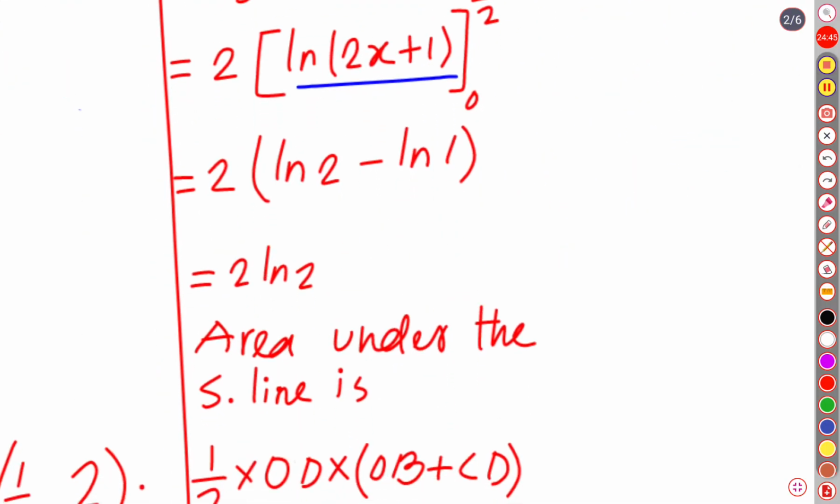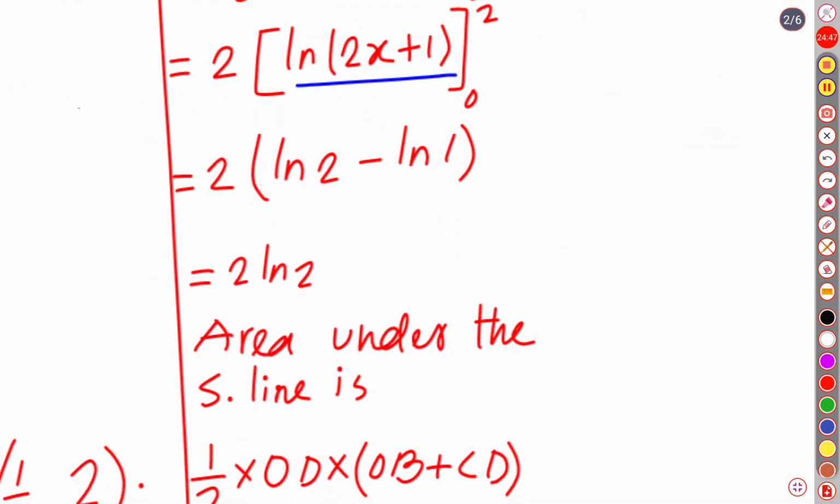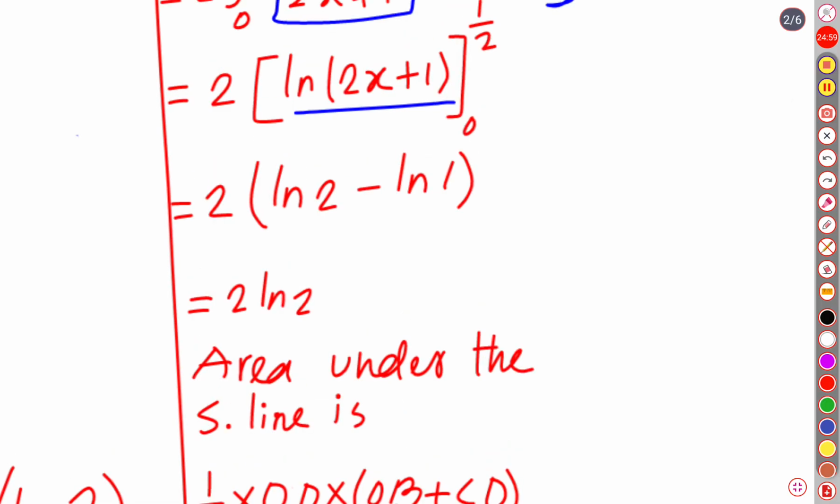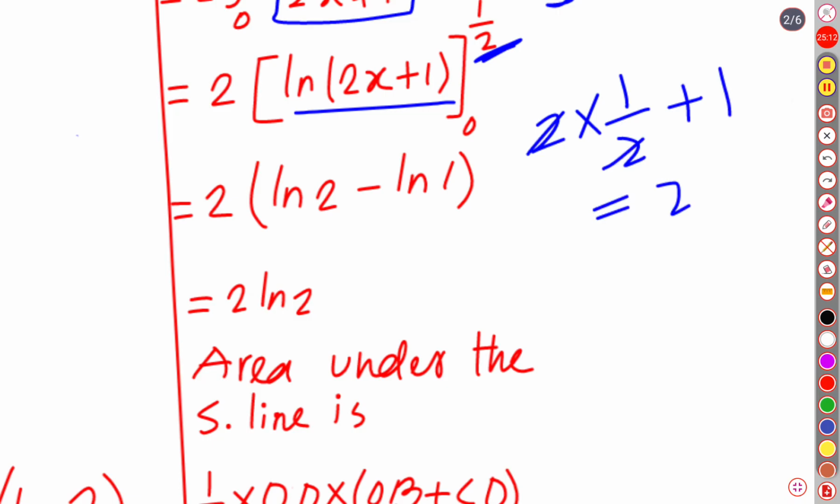The next step is, our limit is what? From 0 to 2. If we substitute the upper limit first, the upper limit is 2, so 2 into 2 means 4. Okay, not 4. Our upper limit is half. So if we write here 2 into half plus 1, what is it going to be? It is going to be 2. That's why we have written here ln 2, and the lower limit is 0.